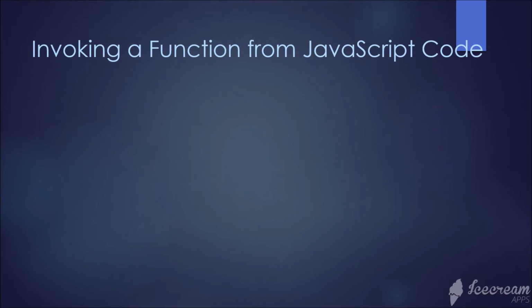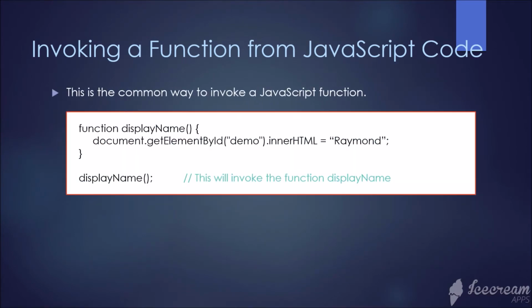Okay, so next is invoking a function from JavaScript code. Okay, so we have here yung sample code natin. So basically, this is the common way to invoke a JavaScript function. So first, of course, we need to define yung function. Then, once it is already defined, we can now call it kagaya nito. We just use yung function name niya, then open close parenthesis. Then, if it requires to end up with a semicolon, then ilagay nyo.